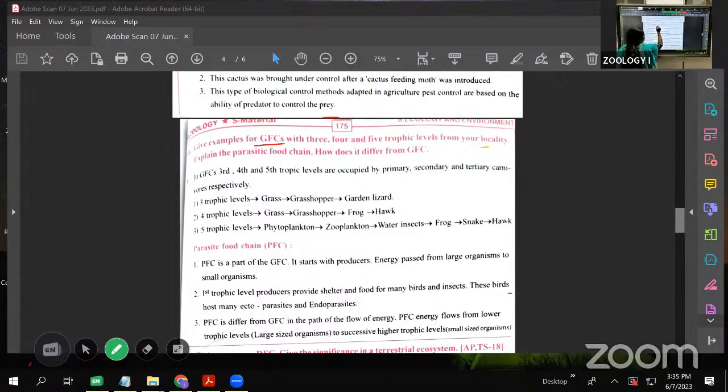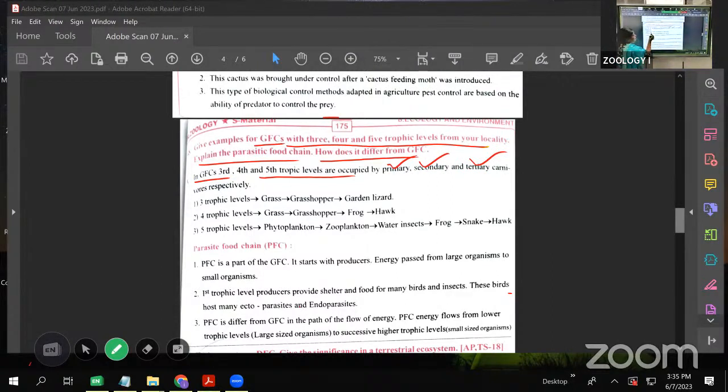Give examples of the 3 or 4 trophic levels of the grazing food chain, and explain the parasitic food chain and how it is useful. In the GFC the 3rd, 4th and 5th trophic levels are occupied. Which ones? The primary consumer in the 3rd, secondary in the 4th, tertiary in the 5th. Clear?